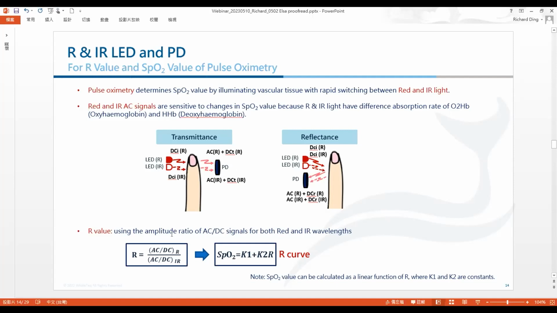So using this AC, DC level, we can get an R value. So R value is defined by this one: the red AC divided by DC and the infrared AC divided by DC. Okay, so these four values are detected by the PD. So it's a known value. So we can get the R value. And putting this R value into the R curve here. This is an R curve. K1, K2 is a constant. So the R curve can calculate the SpO2 value. So using the red and the infrared LED and PD can calculate the SpO2 value. Okay.